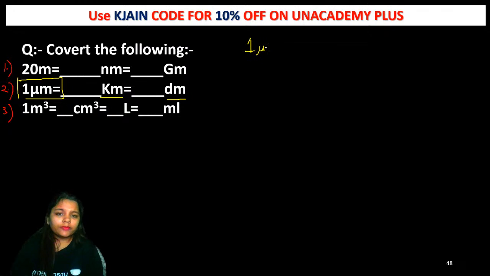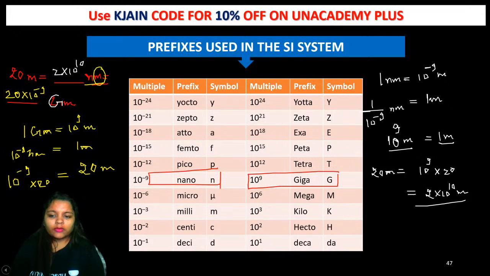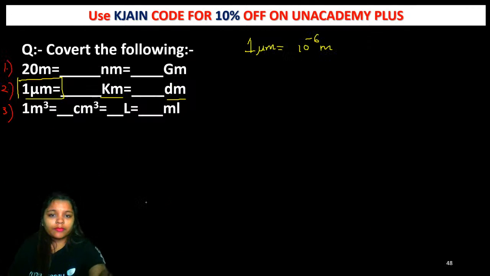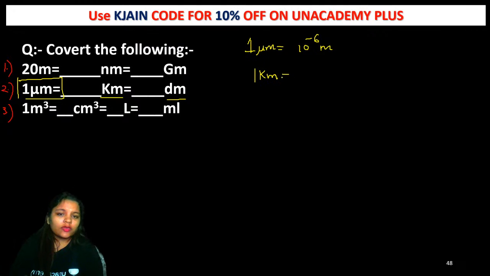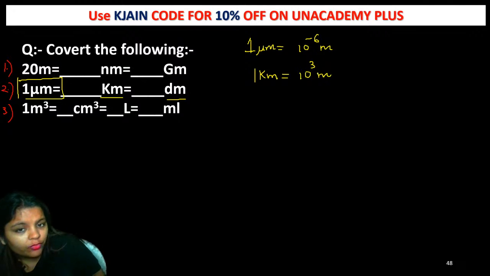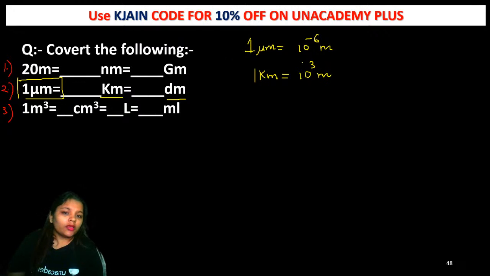See, 1 micrometer is equal to 10 to the minus 6 meter. You can see it from the table. This is micro. So 1 micrometer is equal to 10 to the minus 6 meter. Also, I know 1 kilometer is equal to 10 raised to the power 3 meter. Now I have to calculate 1 micrometer is equal to how much kilometer.